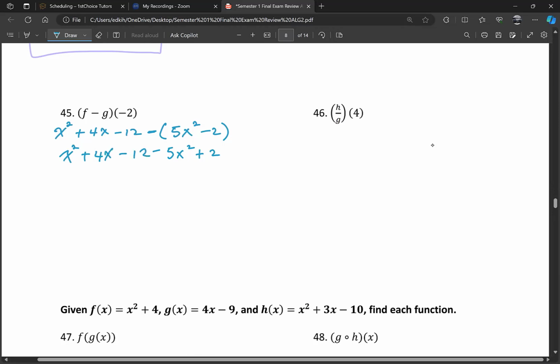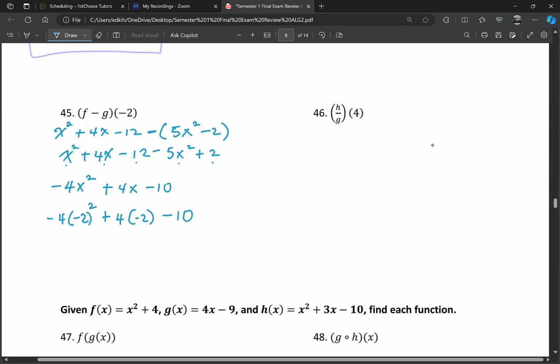Let's keep working this out. We have like terms. x squared minus 5x squared is negative 4x squared, plus 4x. Negative 12 plus 2 is negative 10. So that's this part. But remember, this is a two-step problem. Once you've done that, it's telling you, give me that of negative 2, which is simply fancy language for plugging negative 2 into all your x values. So this will be negative 4 times negative 2 squared plus 4 times negative 2 minus 10.